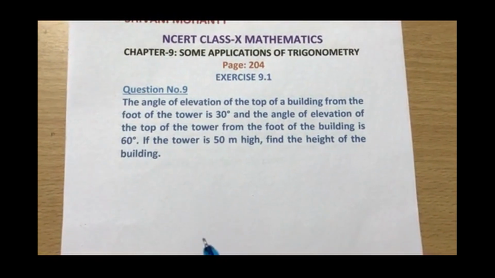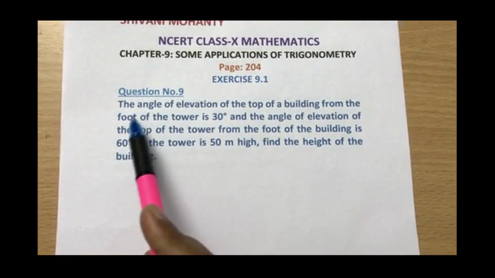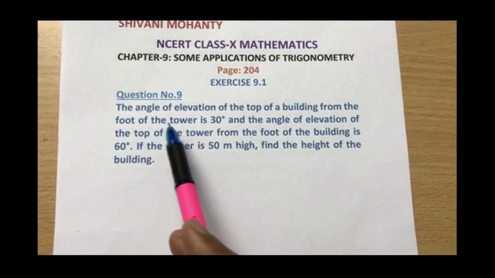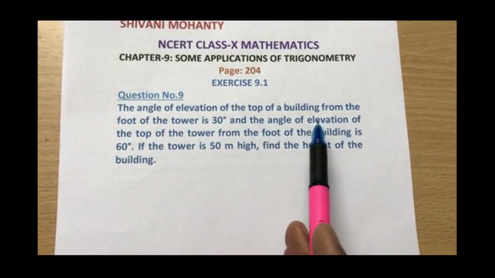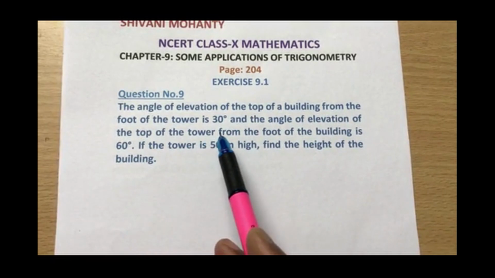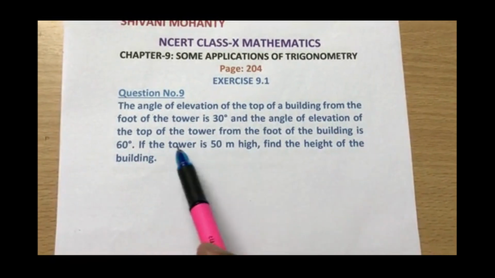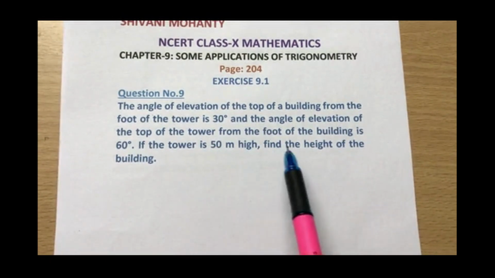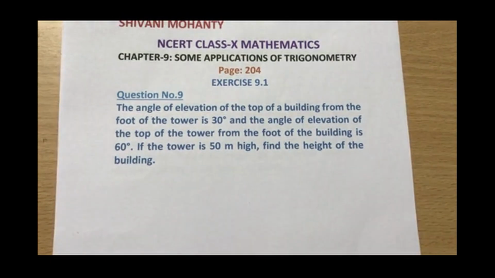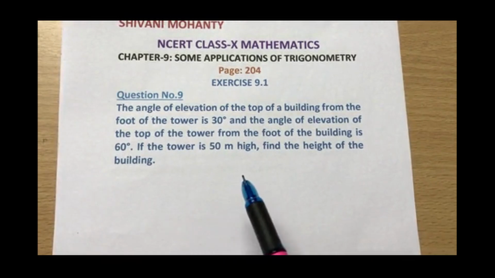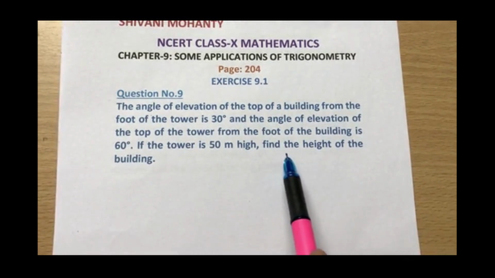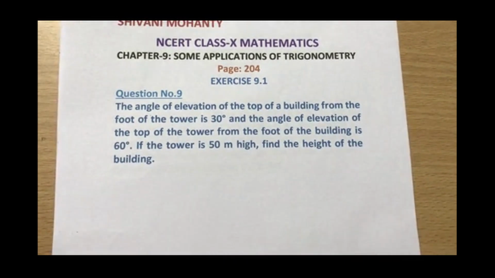So the question is, now I'm coming back to the question. The angle of elevation of the top of a building from the foot of the tower is 30 degrees. And the angle of elevation of the top of the tower from the foot of the building is 60 degrees. If the tower is 50 meters high, find the height of the building.